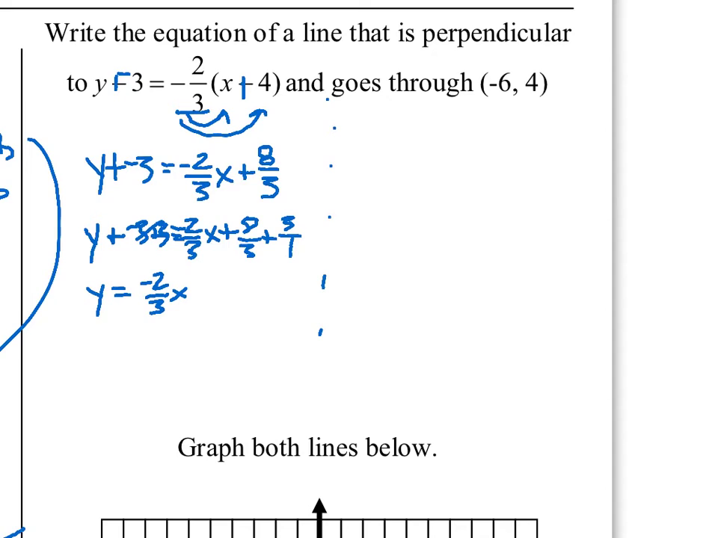So what do I need to do? Katie, what do I need to do? How do I change the common denominator? Okay, multiply by 3 over 3. So that's going to give me 9 thirds, which gives me a total of 17 thirds.